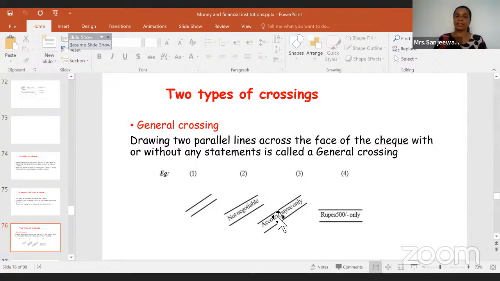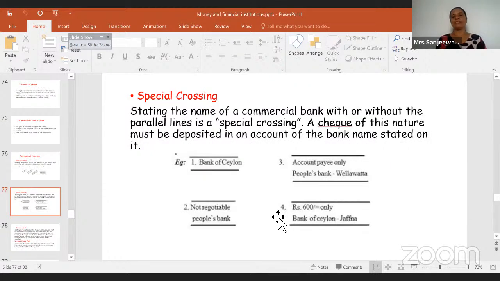What is special crossing? Stating the name of a commercial bank with or without the parallel lines. Without parallel lines also, you can just write Bank of Ceylon, the name of a bank. Or else, with parallel lines, you can write the name of a bank. If they have mentioned the name of a bank, that is a special crossing. If they have not mentioned the name of a bank, it's a general crossing. So you can write account payee only, but along with that, if you see the payable bank, that means it comes under special crossing.